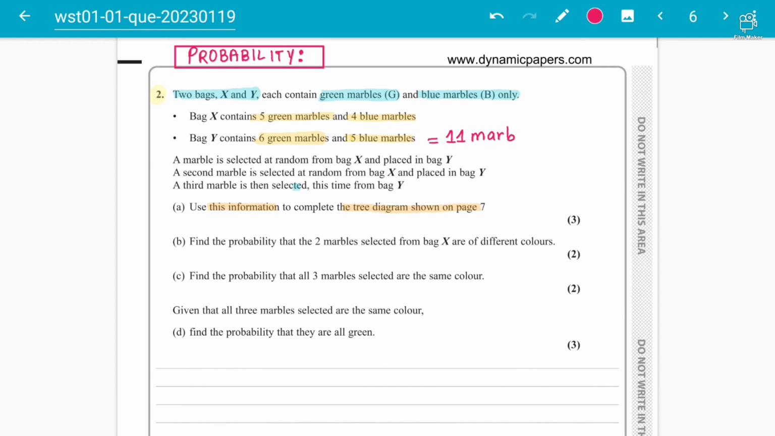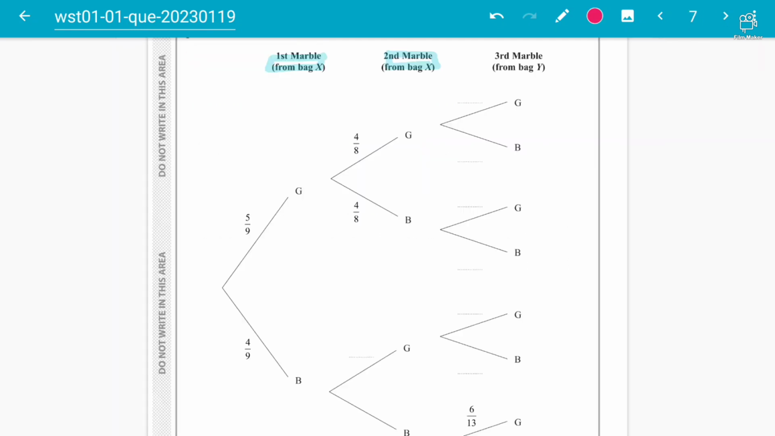The diagram is important. If you understand the diagram very carefully, you will understand the whole question. At the start, bag Y already has 11 marbles in total, but because we are putting a marble from bag X to bag Y and then again from bag X to bag Y, students need to understand that 2 marbles are being added, so the denominator will 100% be 13.